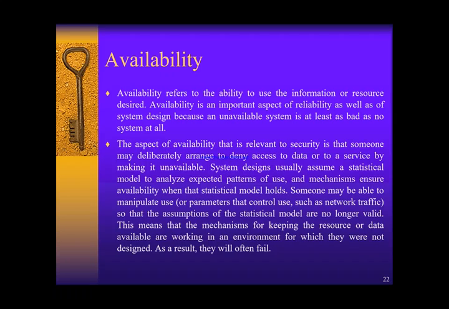So what does availability refer to? It means using the information or resources when and as exactly required. It's an important aspect of reliability as well as system design, because an unavailable system is at least as bad as no system at all.